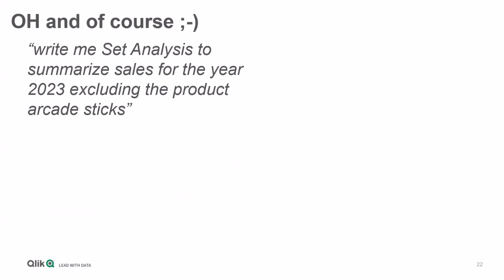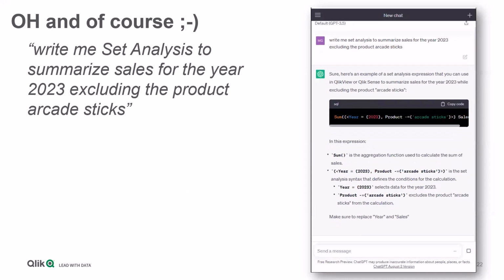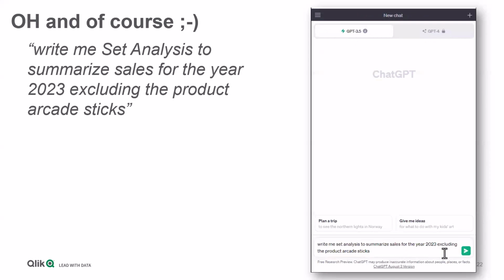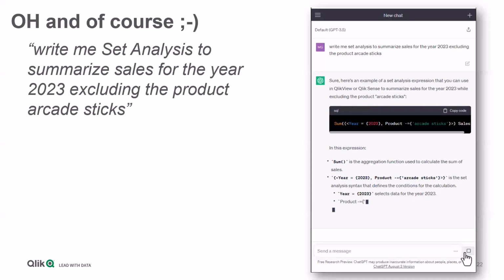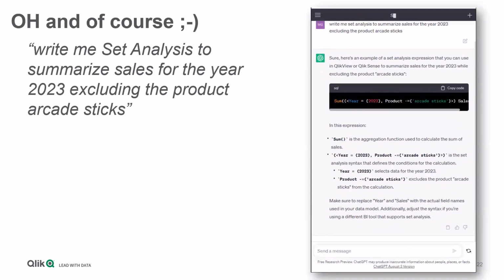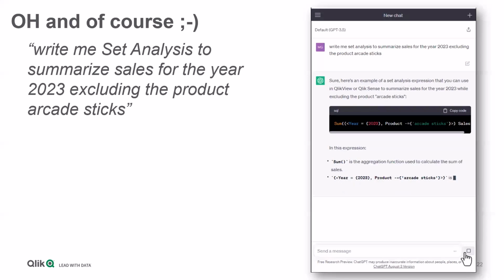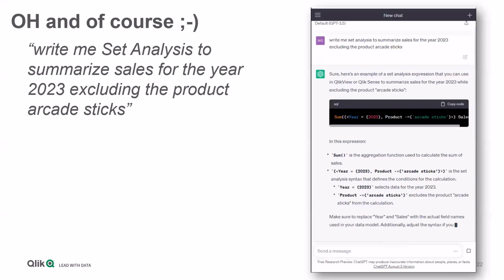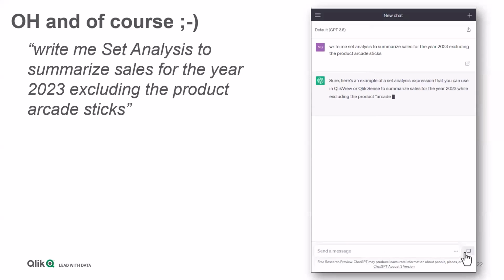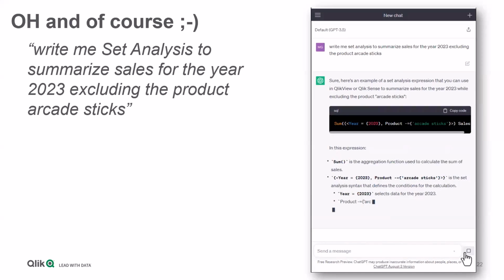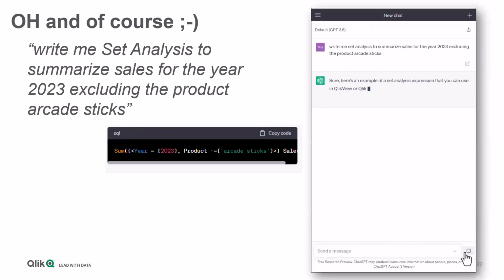And then, of course, write me a set analysis to summarize sales for the year 2023, excluding the product arcade sticks, ChatGPT. You can do this, and it does work, and it is pretty exciting and pretty cool. I would say it doesn't always get it right, but for the majority of knowledge that people have through education and training, if you get stuck, open up ChatGPT, ask it to write a Qlik set analysis expression with your criteria, and it will generate the expression for you that you can cut and paste. So really cool implementation of that, from the large language model that's been scraped and assembled over the course of the years when OpenAI had released ChatGPT. So you could really do this if you want and see how it works. And you can see there's an example that works.